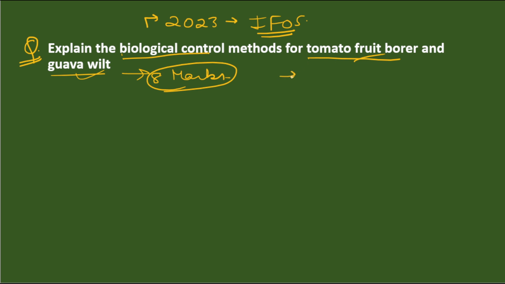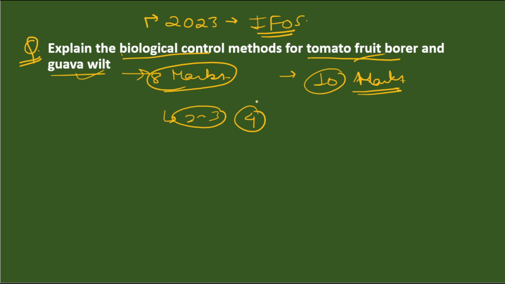If they ask a similar type of question in CSE, they will not give it as a 10 marker, and they will not go for more marks, because we don't have enough points to write. For tomato fruit borer we can write 2 to 3 points maximum. If we want to overreach, then we can write 4 points. Obviously 3 points is a good amount of points.